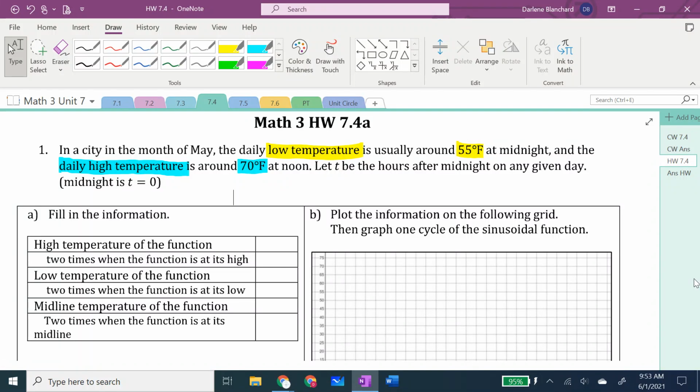Problem number 1. You have a low temperature, you have a high temperature. Those are not too bad to find. So write down the high temperature is 70 degrees Fahrenheit. The low temperature is 55 degrees Fahrenheit. If you know the low and the high, then you can find the midline temperature.